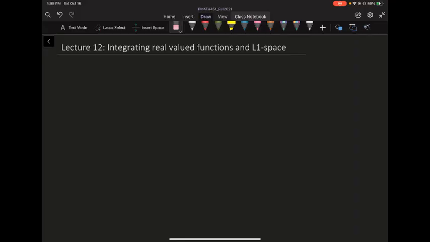So in the last lecture, we saw how to define the integral of a non-negative measurable function. And now we're moving into how to integrate a general real-valued function, okay? So if you recall what happens in PMATH 450 when you define the Lebesgue integral, you start with integrating the non-negative function, and then you say, well, if you have a real-valued function, you divide it into the positive part minus the negative part, and you take their difference, okay? So that's essentially what we're going to do here.